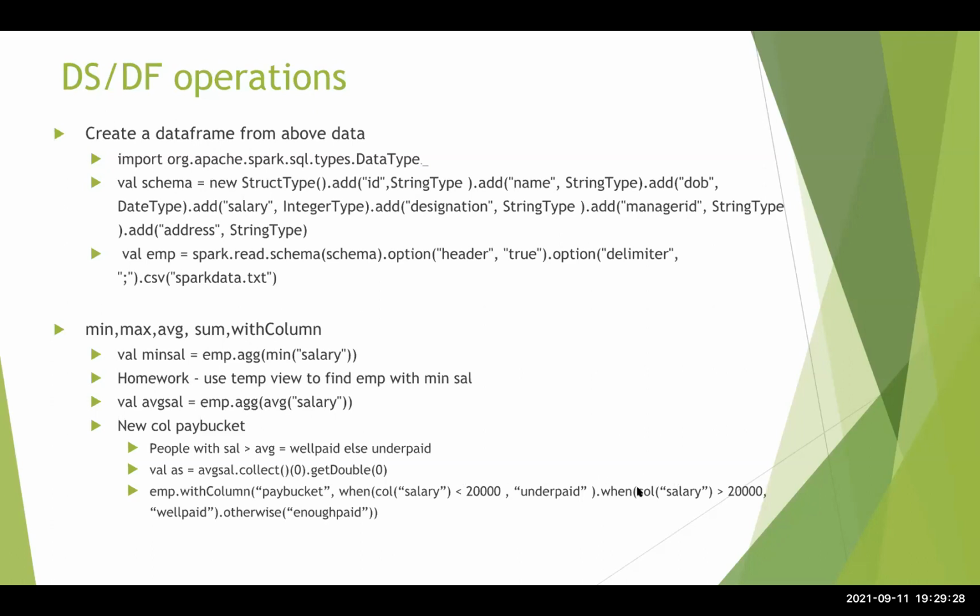You can use when conditions also. So when column dot salary is less than 20,000, then it's underpaid. Okay, this is just hard coded. You could very well put this AS also. And when dot salary is greater than 20,000, you get well paid. If it's not less than and not greater than, then it will be equal. So you say dot otherwise and say enough paid. So the idea here was to show you that you have these when conditions while creating the withColumn.